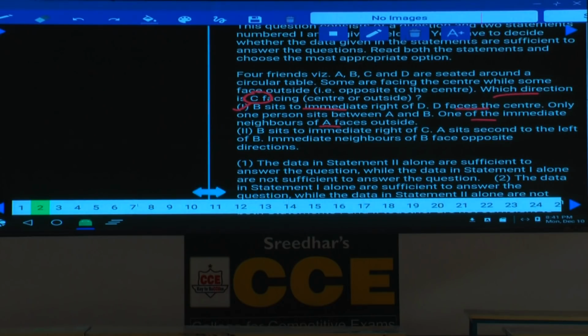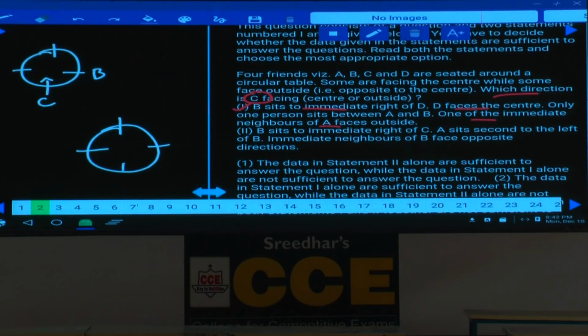Now condition number 2. B sits to the immediate right of C. A sits second to the left of B. Immediate neighbors of B face opposite directions. Now B sits to the immediate right of C. If C is facing the center, B sits to the immediate right of C, that is one possibility. Then what is the second possibility here? 1, 2, 3, 4. If C is away from the center, B sits to the immediate right of C.